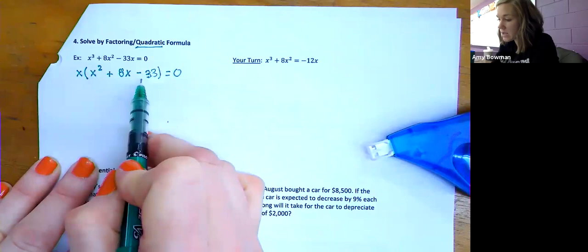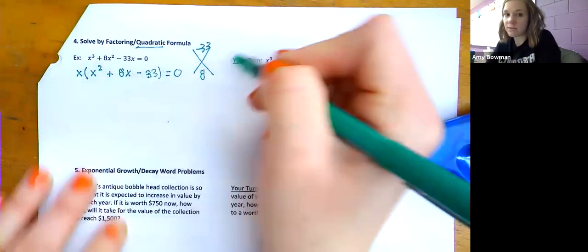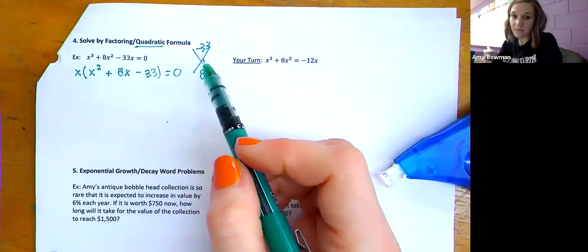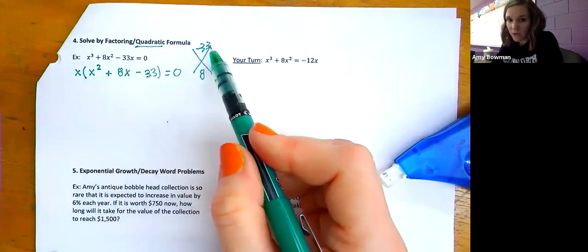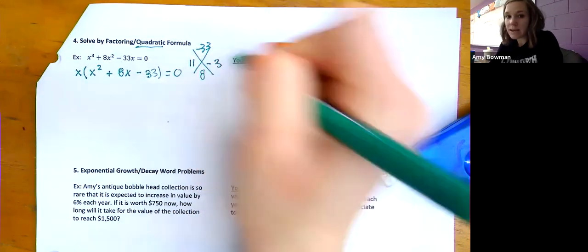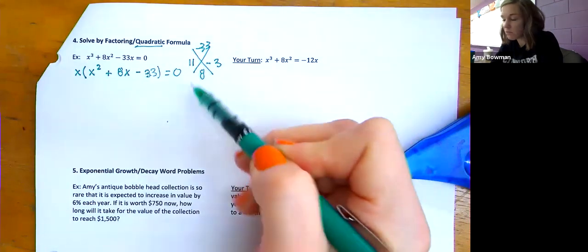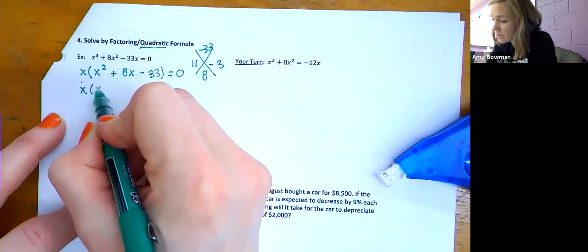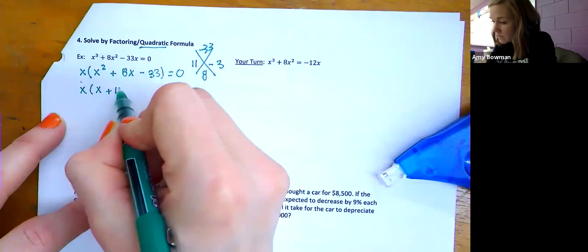This is a quadratic. So think about what's going to multiply to negative 33 and add to positive 8. Luckily, 33 only has a couple of options to multiply to it, 11 and 3. To get those to add to 8 and multiply to negative 33, that's going to take positive 11 and negative 3. That has a product of negative 33 and a sum of positive 8. So now I'm looking at this factorization: x times (x plus 11) times (x minus 3).